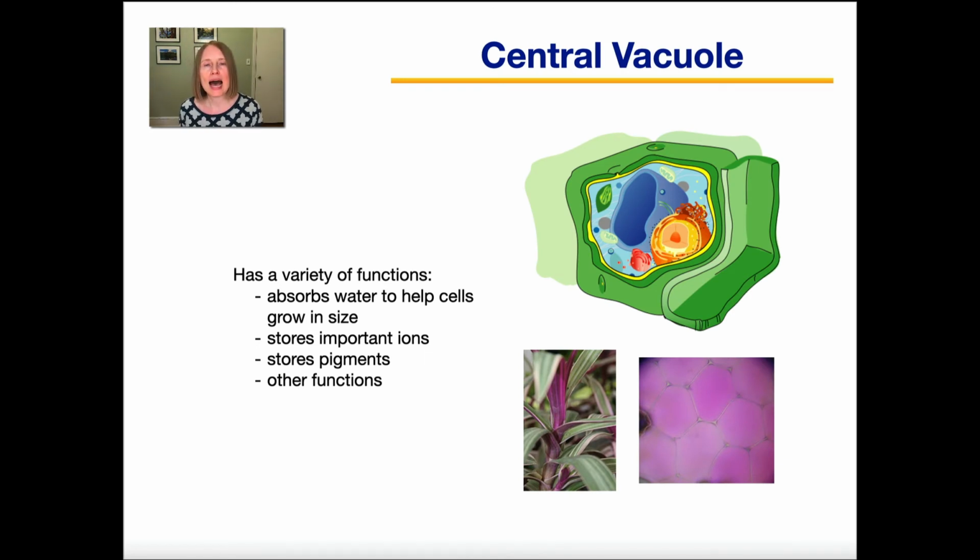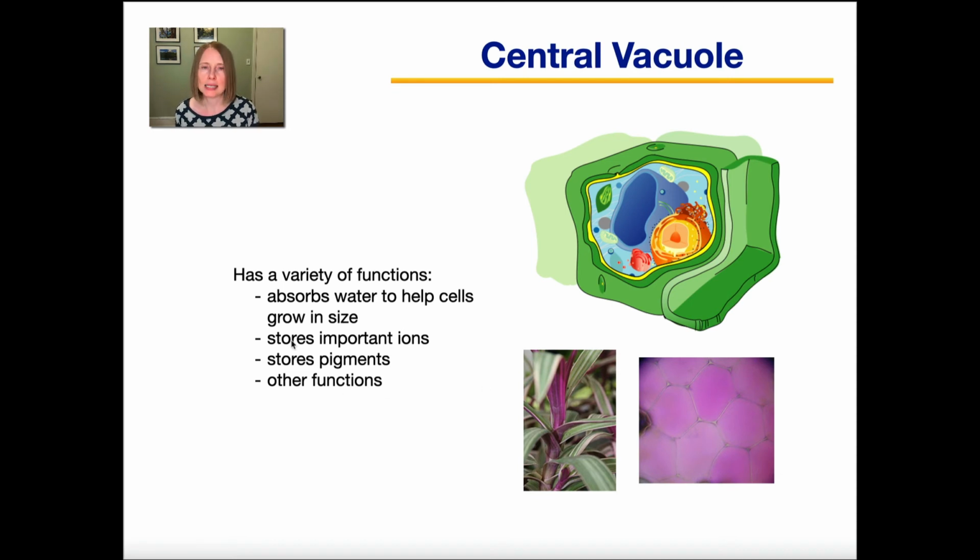Plant cells have another type of vacuole called a central vacuole. The central vacuole is very big, and it takes up the majority of the volume of the cell. It has a variety of functions depending on exactly which cell it is inside the plant body. One important job of the central vacuole is that it absorbs water to help cells grow in size. In the case of plant cells, the way they grow from a tiny cell to a bigger cell is that they allow water to flow into them and then expand them.